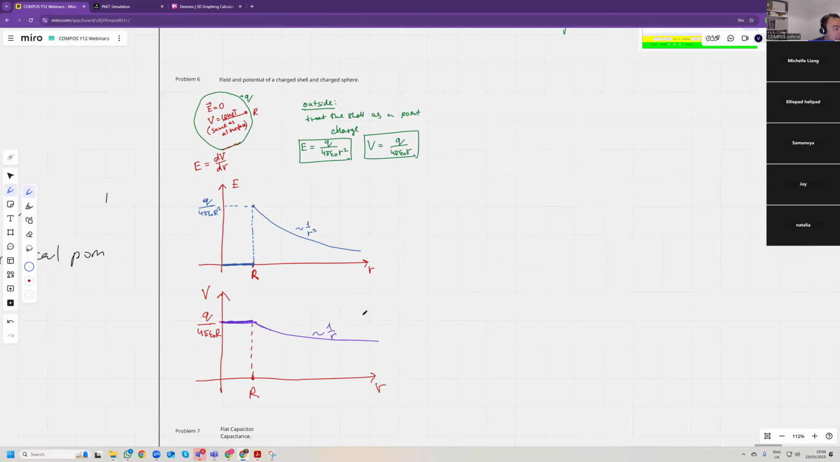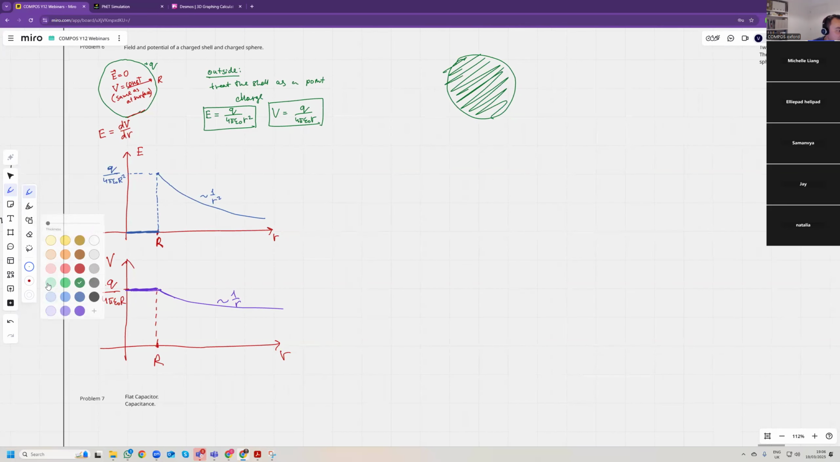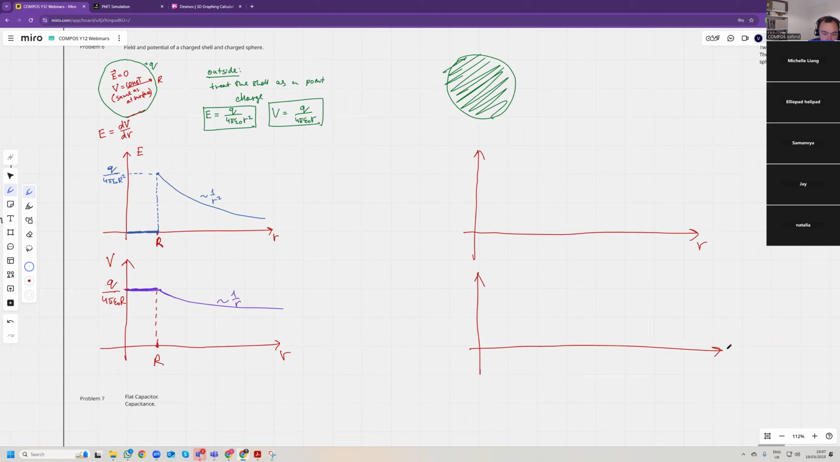Now we have a sphere. What's the difference? Well, the difference is that in a sphere, the charge is not located at the edges. The charge is uniformly distributed. So now it's a different situation. Outside, nothing's changed. Outside, it's the same thing. So this is the electric field, and this is the potential.